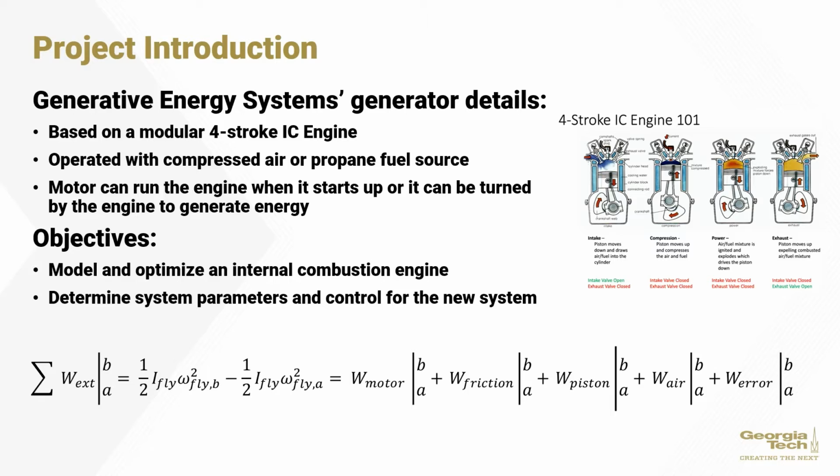Project introduction. Generative Energy Systems has built a generator that is based on a modular four-stroke internal combustion engine. For our purposes, it will be operated with compressed air, and the motor has two functions. One, it drives the engine when it is starting up, and two, it is driven by the engine to generate energy. The objectives: model and optimize the internal combustion engine, determine system parameters, and control for the new systems. And on the bottom is the overarching work kinetic energy equation that will be used to model the engine's work output.